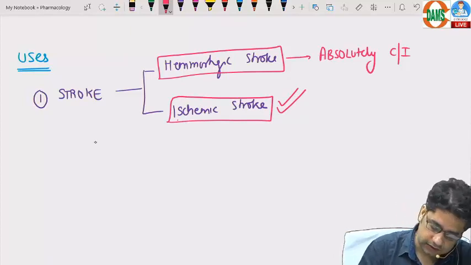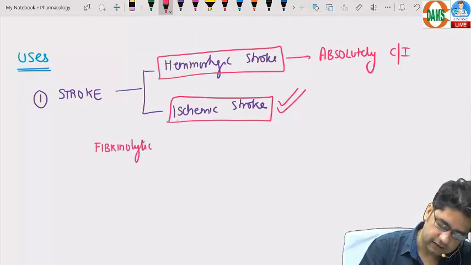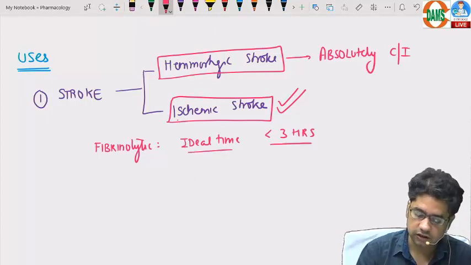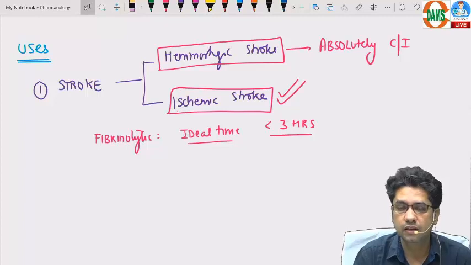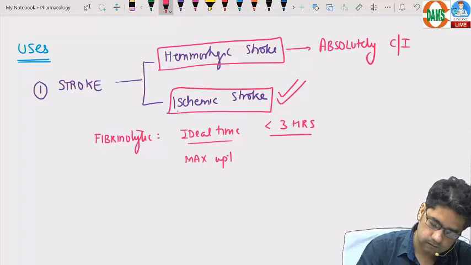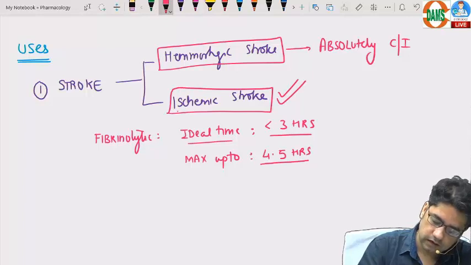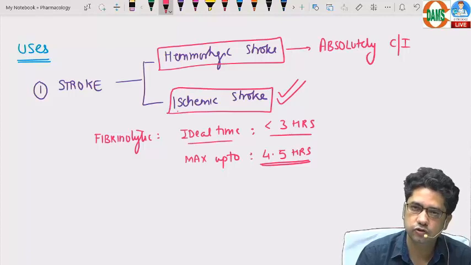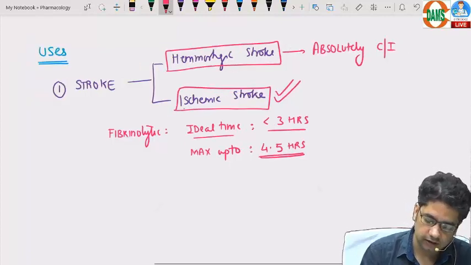Okay? So what is the timing of fibrinolytics in ischemic stroke? Sir, as early as possible. You'll write ideal time within 3 hours of ischemic stroke. The patient has had a stroke, within 3 hours you must give it. Maximum up to 4.5 hours. After 4.5 hours, there is no role of fibrinolytics in ischemic stroke because the clot becomes resistant to degradation.